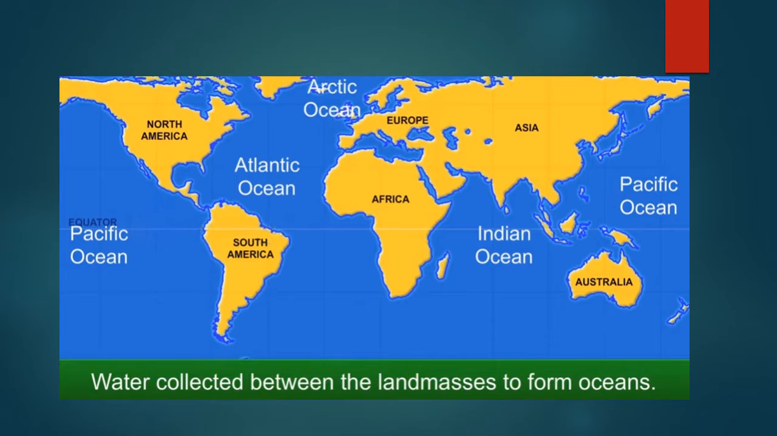So you see, children, as the continents drifted away, in between these land masses, water got collected and they formed our oceans. So we see the formation of the Pacific Ocean, Atlantic Ocean, Arctic Ocean, Indian Ocean. So this was the theory of continental drift that was given by Alfred Wegener.